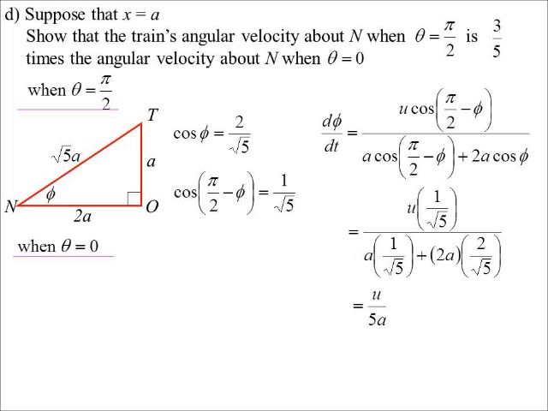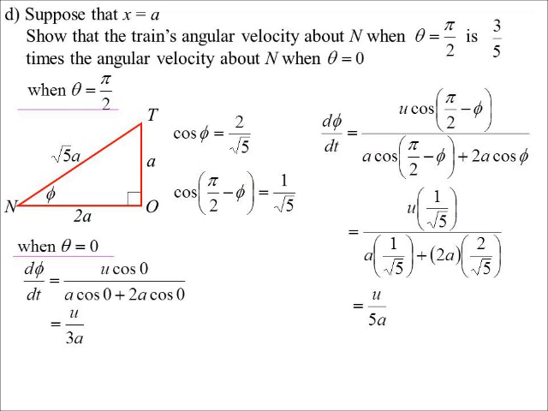Now, when theta equals 0, what have we got? Well, if theta equals 0, NOT, if you like, is now a straight line. So the phi to t becomes u cos 0 on a cos 0 plus 2a cos 0. I suppose technically, I've said cos 0. It's really, I guess, cos pi, isn't it? It depends how you look at it, what that angle's going to be. It's flat. Either way, it's flat.